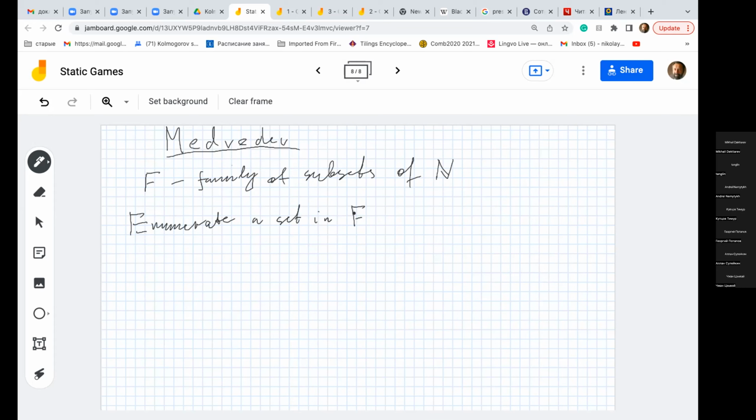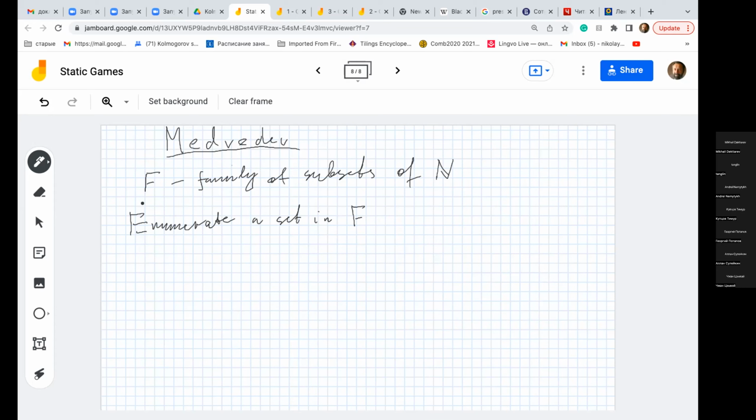For example, we can consider a family consisting of a single set, which is a graph of a function. Then this problem can be understood as the problem of computing that function, and so on. Or F might be a family consisting of graphs of several functions, then the problem becomes the problem to compute a function from that family, and so on.